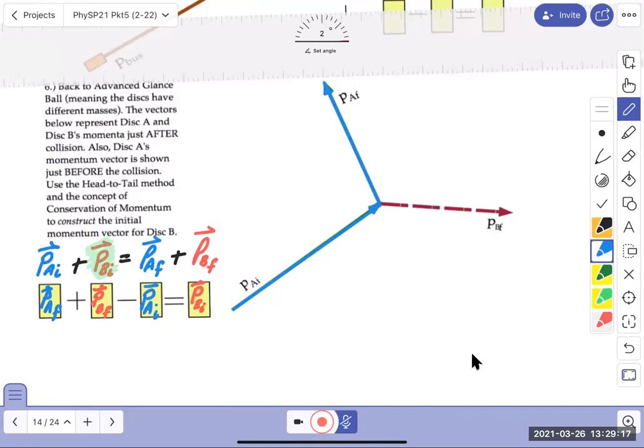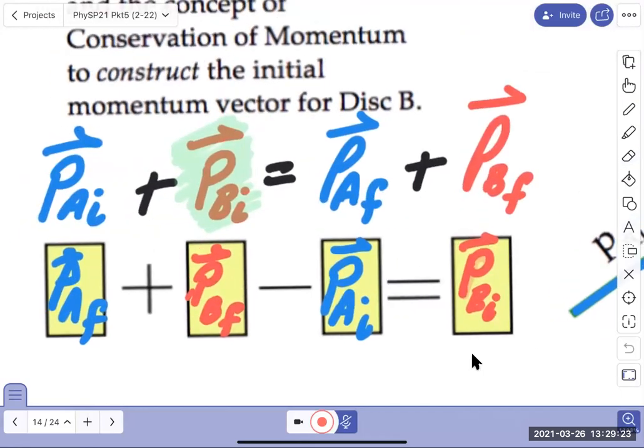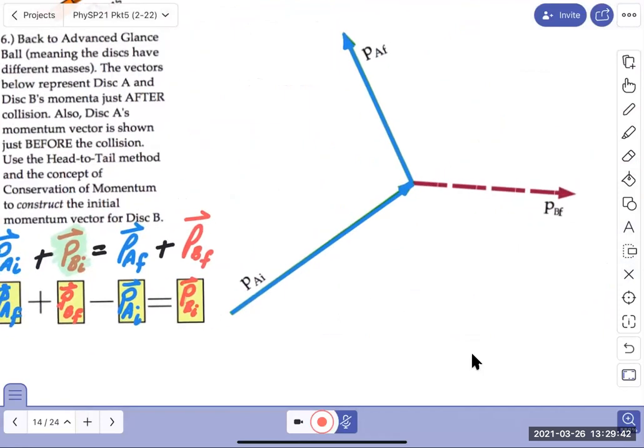Okay, so that tells me this. Let me blow this up a little bit so you can see it. If you look at my phone, it's kind of hard to see if you're on your phone. So that's my game plan here. I'm going to add PAF with PBF, and then I'm going to add the opposite of PAI. That's minus, add the opposite. So before I forget, I need to go turn around PAI.